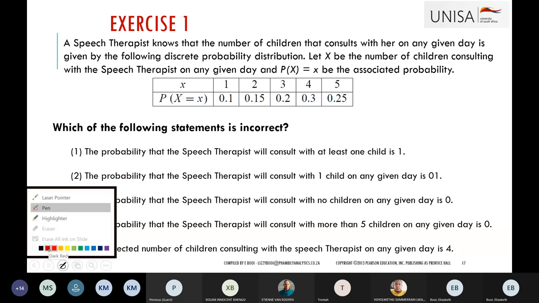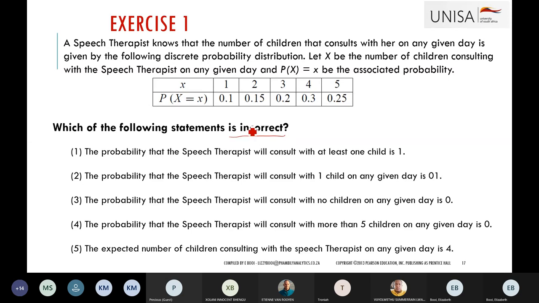Which of the following statements is incorrect? That is what we are looking for. The probability that the speech therapist will consult with at least one child. How do we write that probability? Because it's at least, remember from the table, the probability that X is greater than or equal to one.